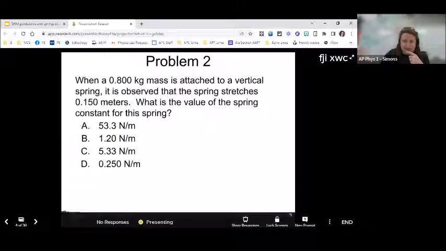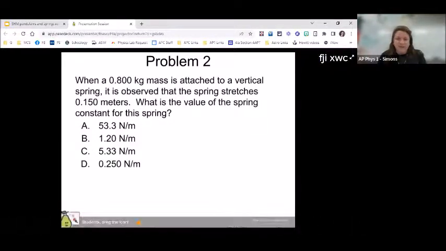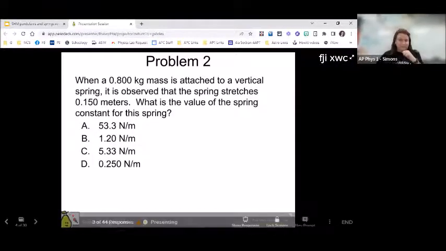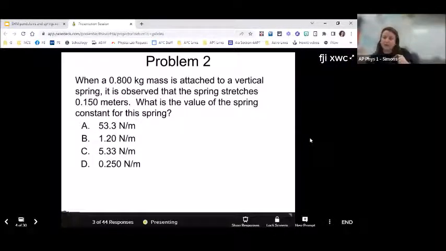Our next question. We have a mass, 0.8 kilograms, attached to a vertical spring. It's observed that the spring stretches 0.150 meters. Let's see if we can find the spring constant of this spring. Lock in your answers.